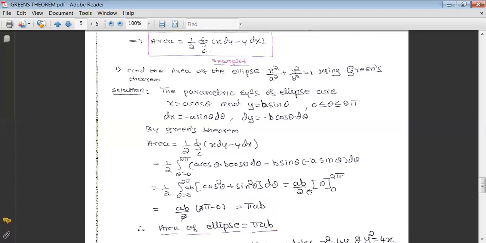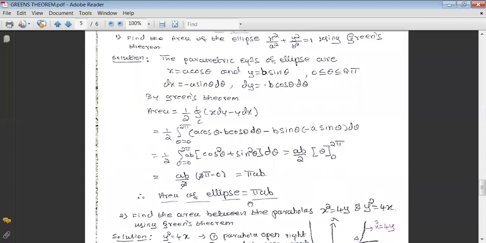Therefore, this is ab by 2 that we can take outside. And we know cos square plus sin square is 1. The integration of 1 with respect to theta is theta, and we have to take the limit from 0 to 2 pi. This is ab by 2 times the upper limit 2 pi minus lower limit 0. The 2 will get cancelled, and that will be pi ab.